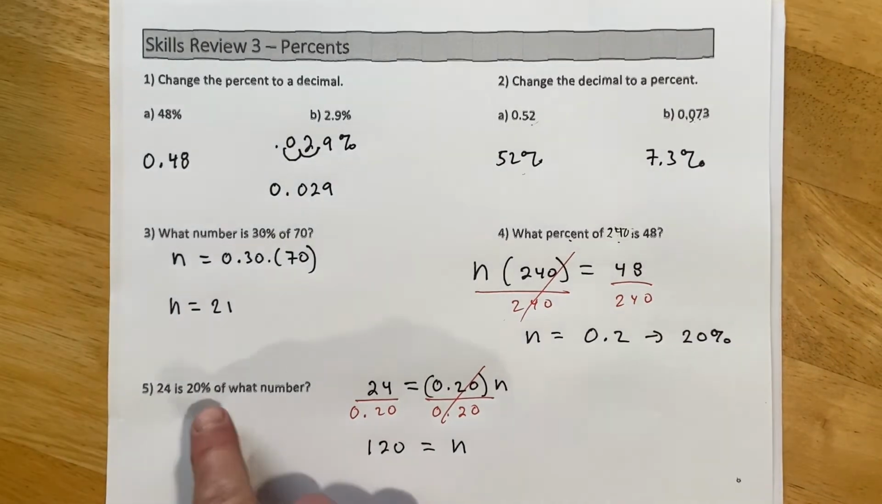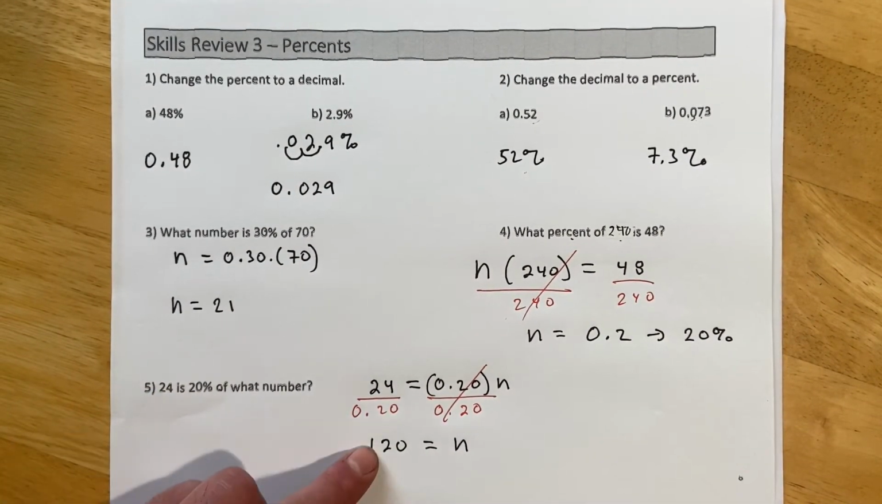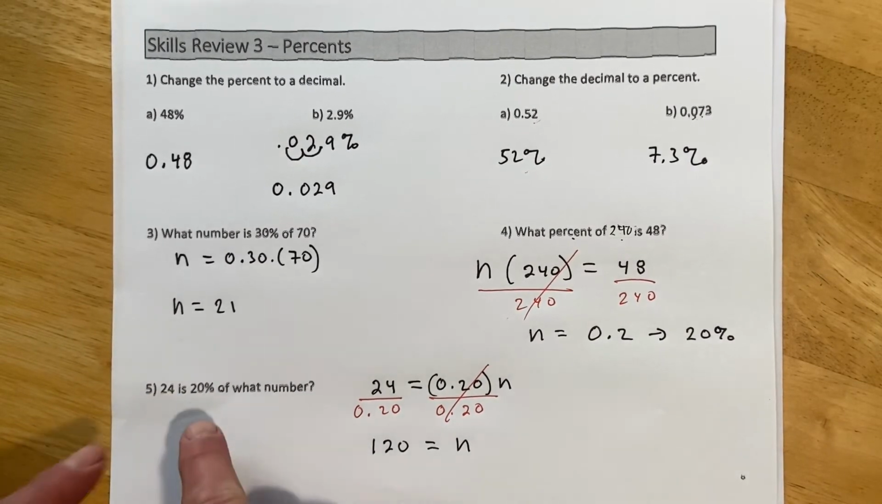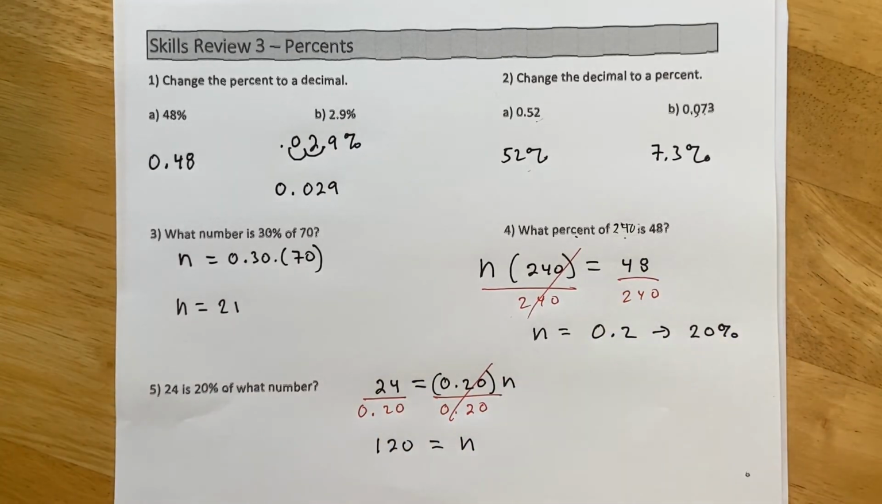And let's go back and make sure it makes sense with the sentence that we had. 24 is 20% of 120. So that does make sense. 24 is the little number, 20% of the big number makes the little number. So we have everything where it should be.